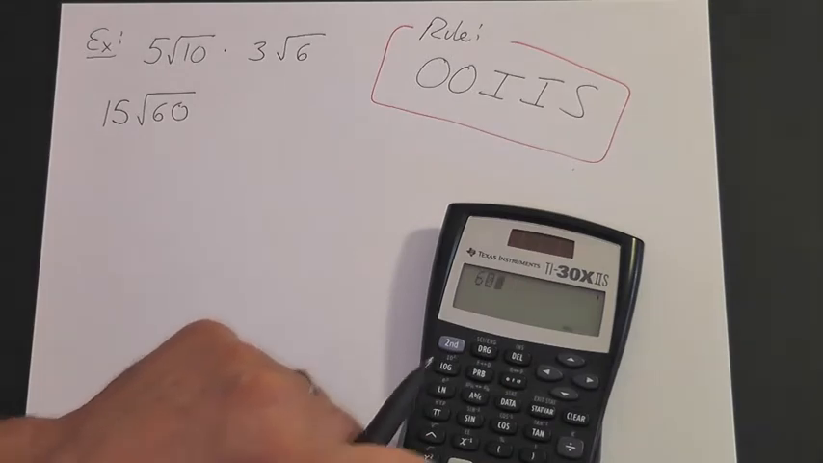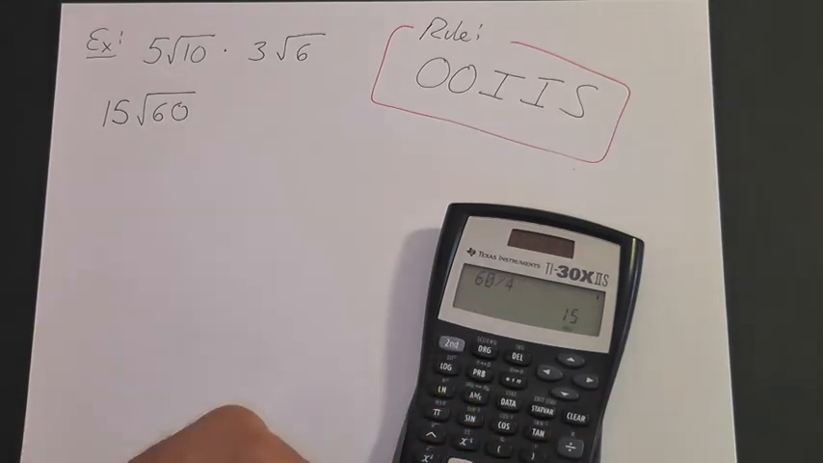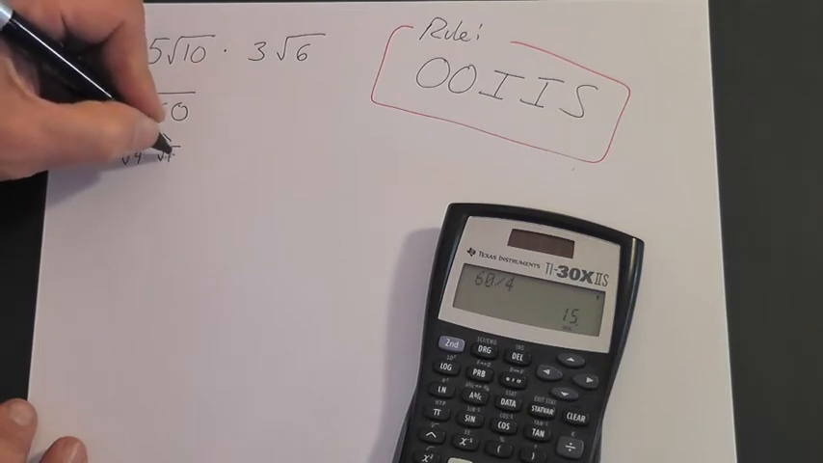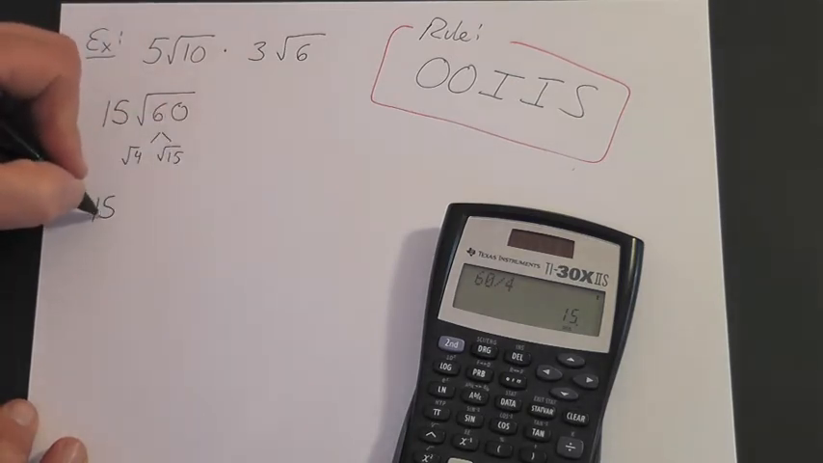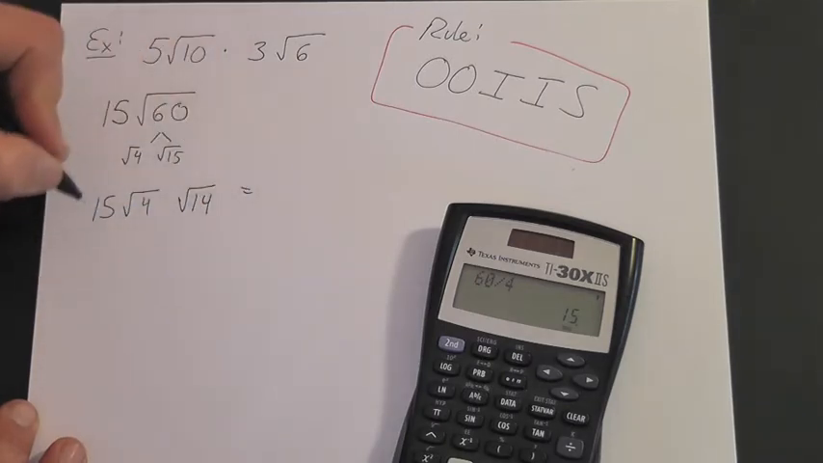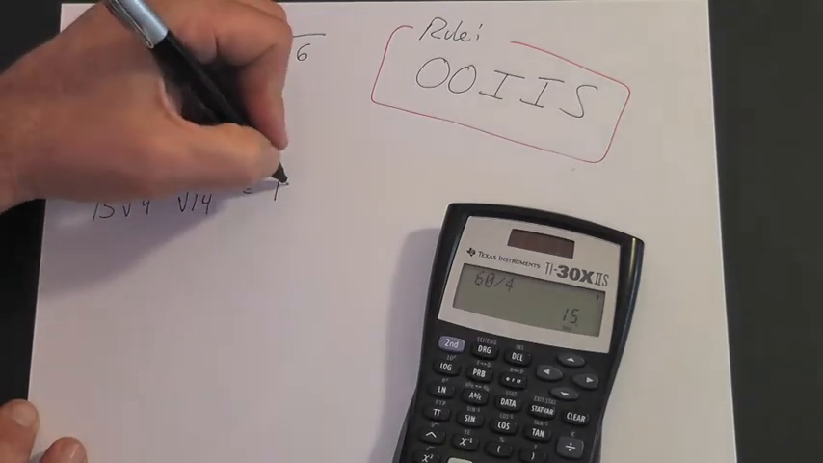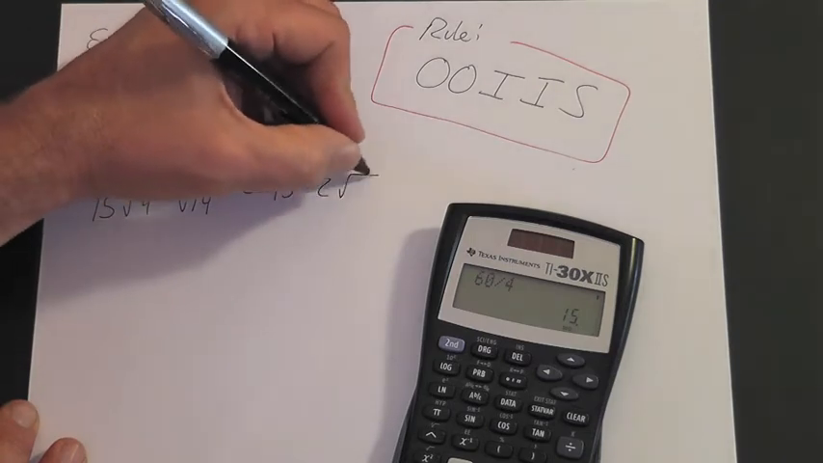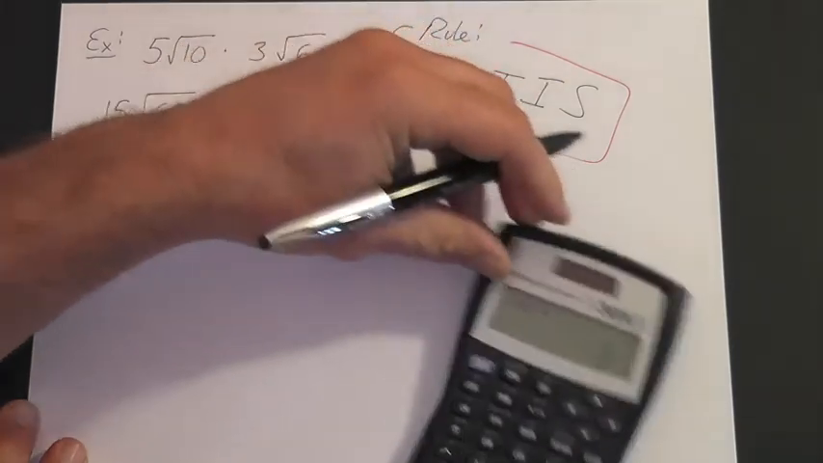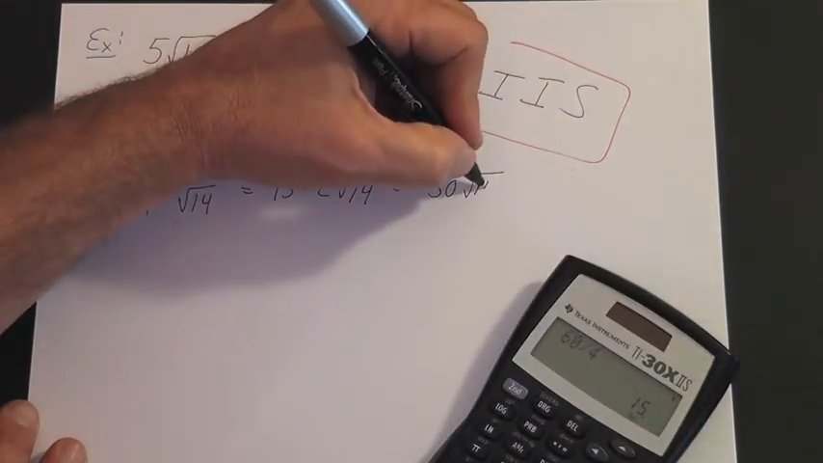Let's go 60 divided by 4, 4 and 15. So that's square root of 4 and square root of 15. So that's 15 square root of 4, square root of 15. Square root of 4 is 2, so that's 15 times 2, square root of 15. And your answer is 30 square root of 15.